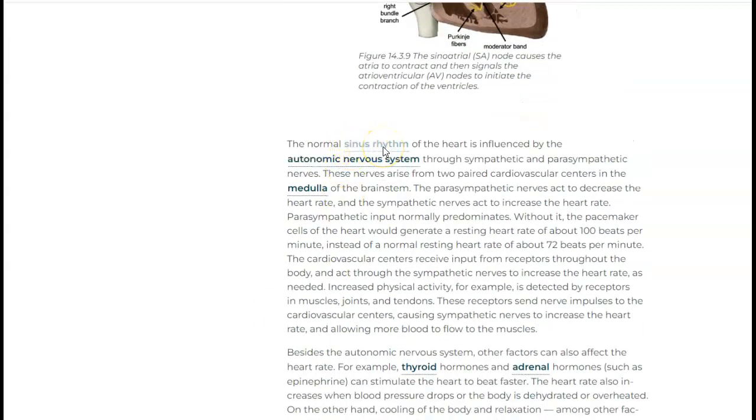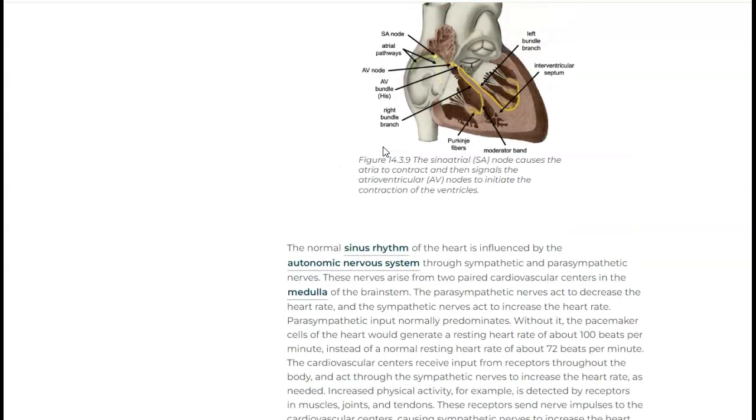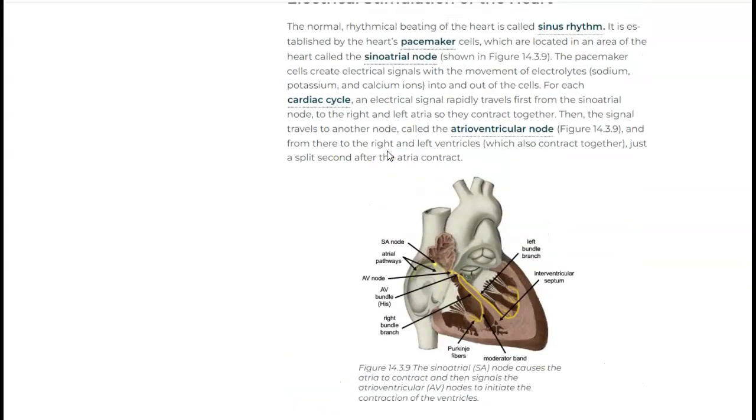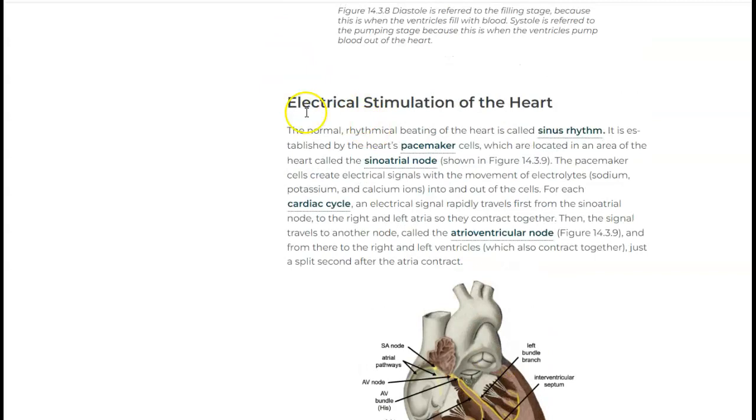Sinus rhythm is the contraction of the heart. So there we go. The normal rhythmic beating of the heart is called sinus rhythm.